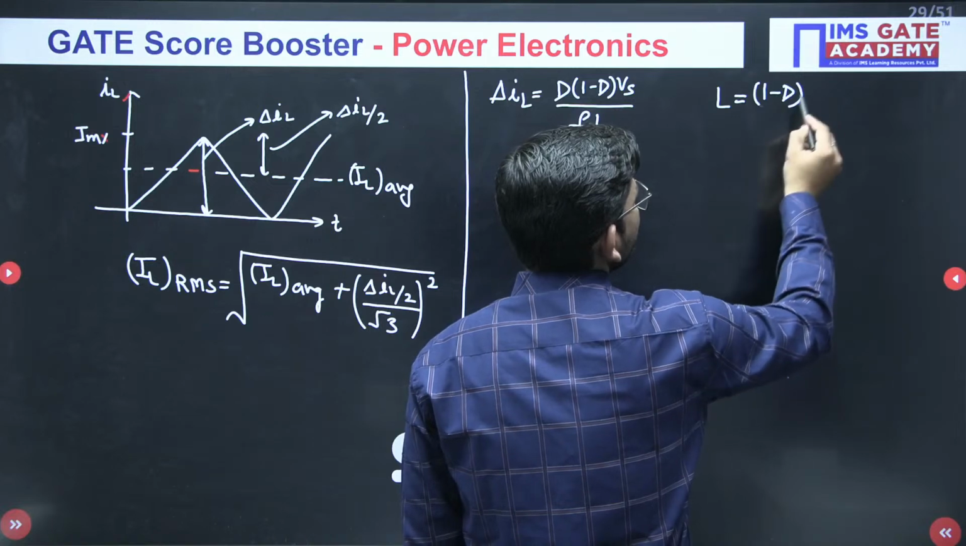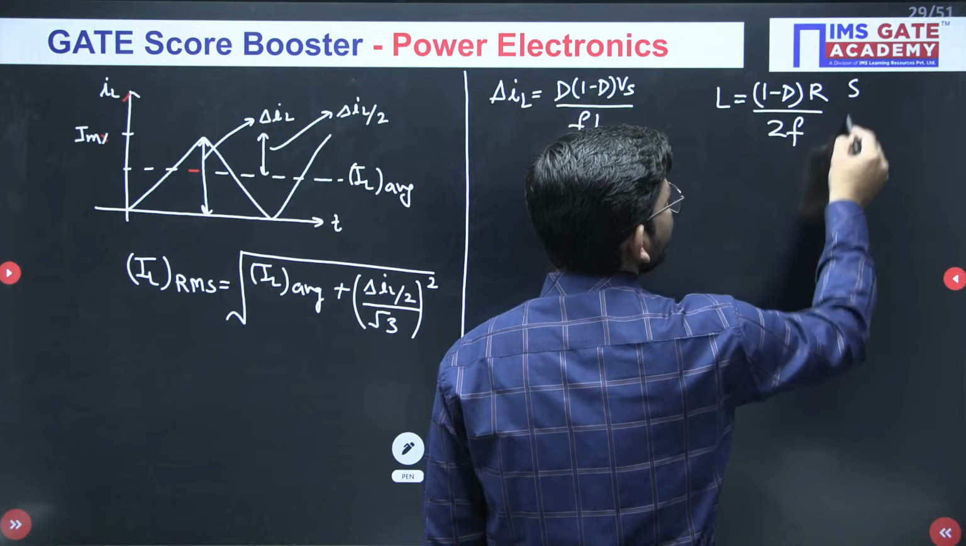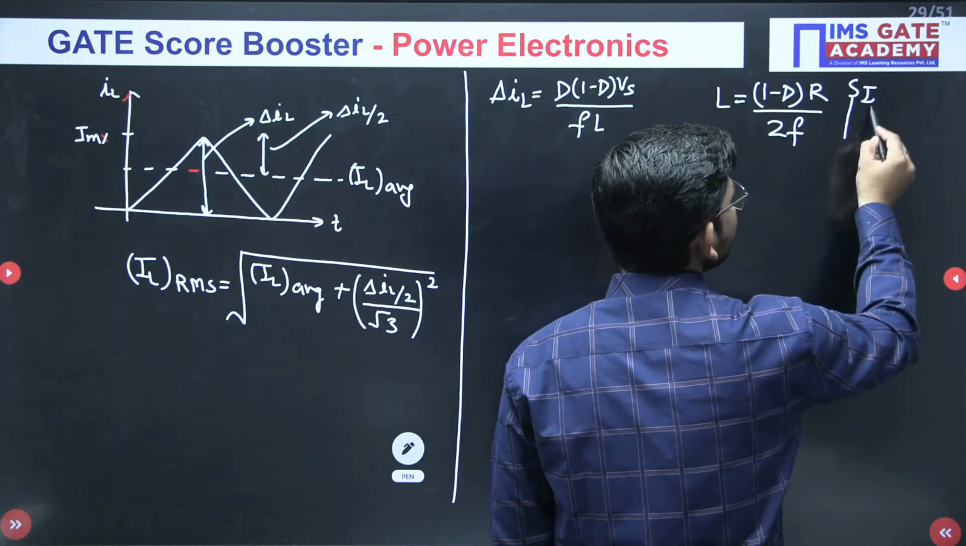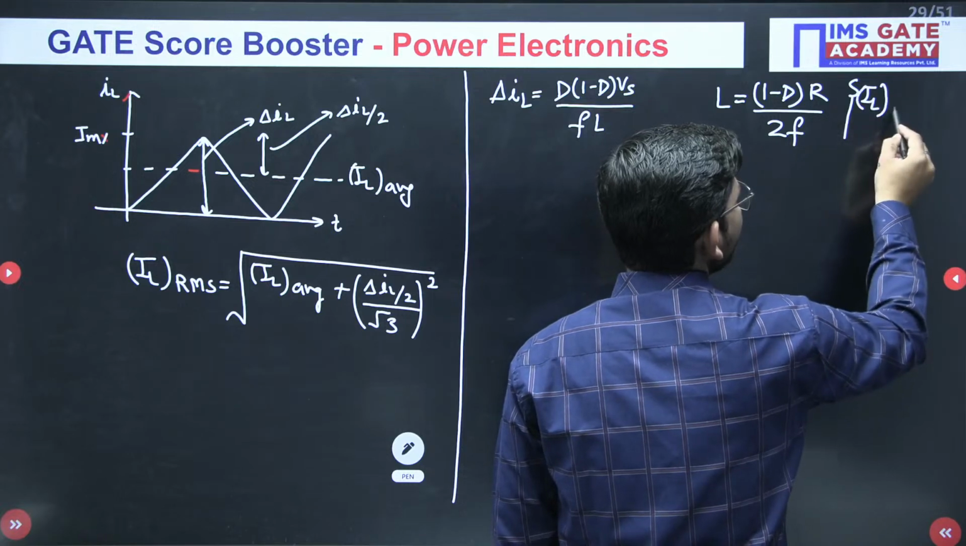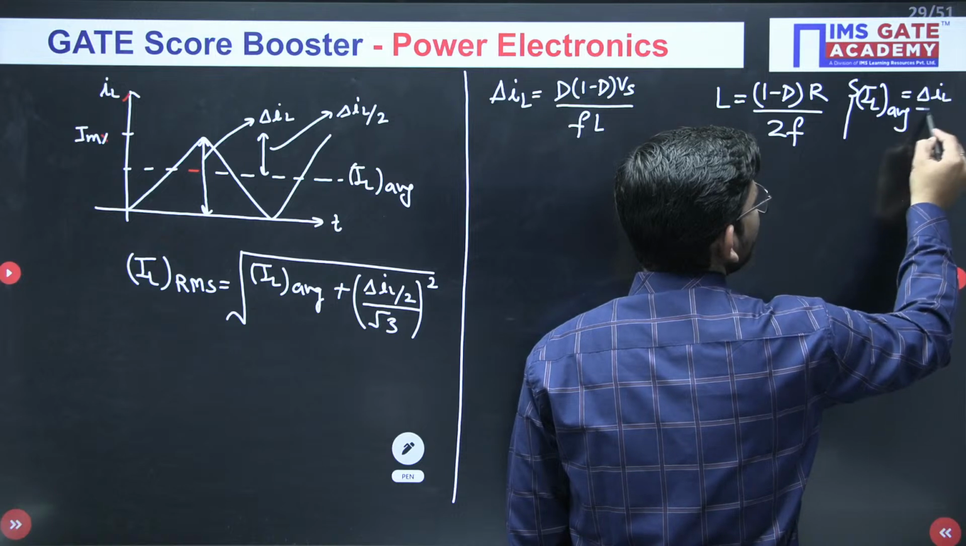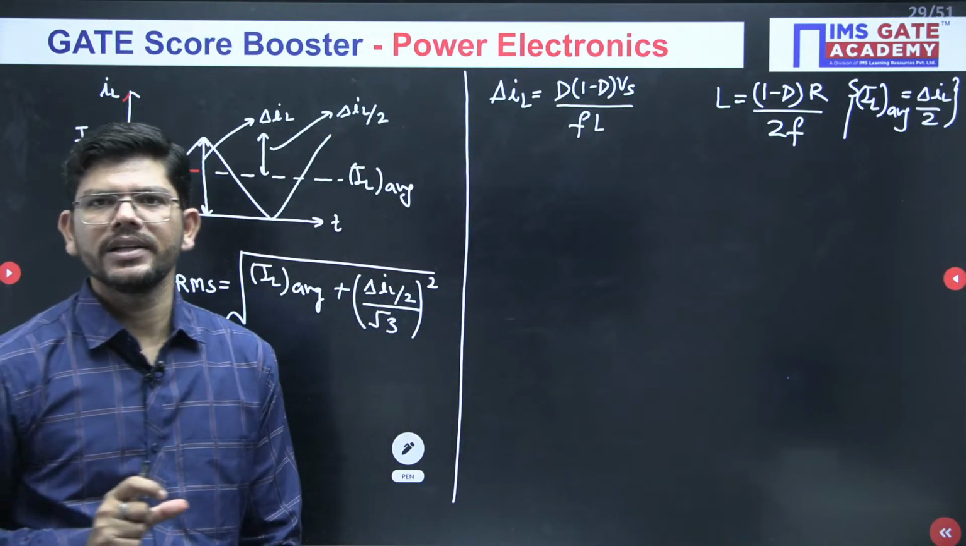1 minus D R upon 2F. Okay, how to calculate this? If you forget this, how to calculate this? Just apply this condition: IL average equals delta IL by 2. Once you apply this condition, you will get the value of inductance.